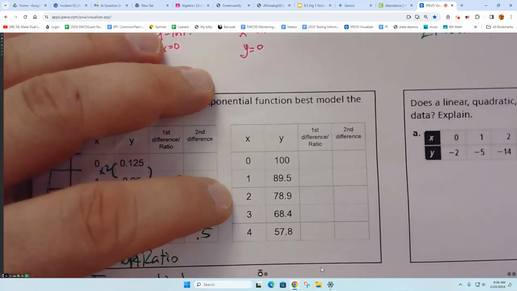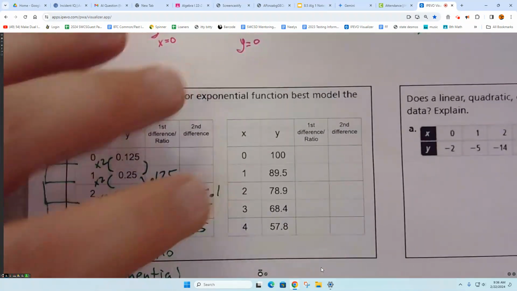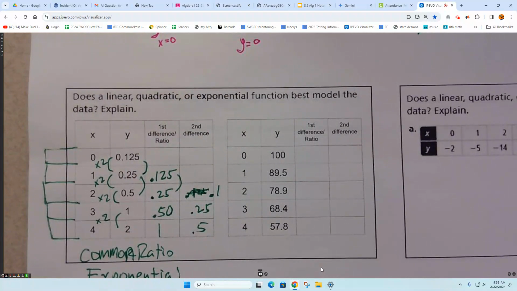So this next one, how would you want to approach this? If you now know that we need to either show that it's being added by a number, or that the second difference is the same, or is it being multiplied by something?